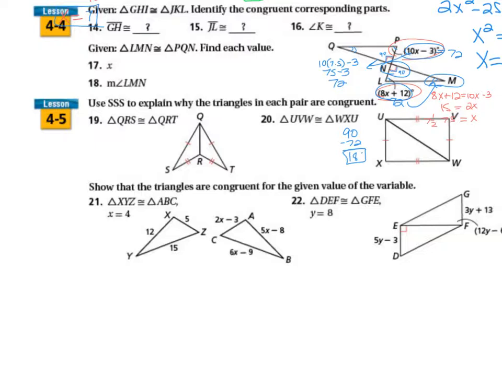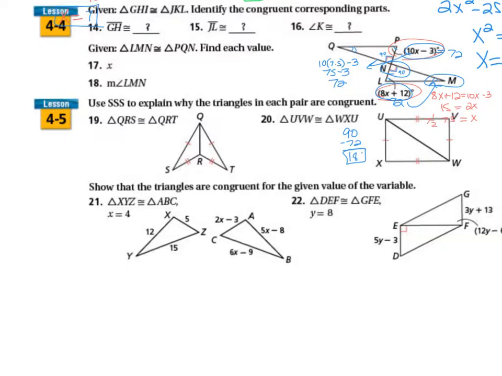So for 19, what do you see there? Are they congruent? Yes. Why? Because both sides are given and they share a reflexive side. Good. QR would be equal to QR. That's reflexive. How about 20? Same thing. 2 pairs of sides already marked as congruent, and UW is congruent to UW because it's reflexive.